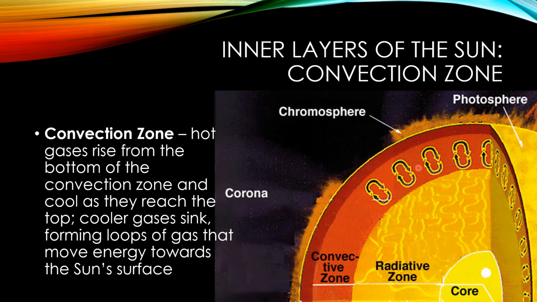Our next layer out, our convective zone. This is where our hot gases rise from the bottom of the convection zone and cool as they reach the surface, so they start to sink. Cooler gases sink, forming loops of gas that move energy towards the sun's surface. So we have our hot stuff going up, and it cools a little bit and comes back down, gets heated by our radiative zone and heats back up and rises, and then goes back down. This process is called convection. That's why it's called our convective zone or our convection zone.